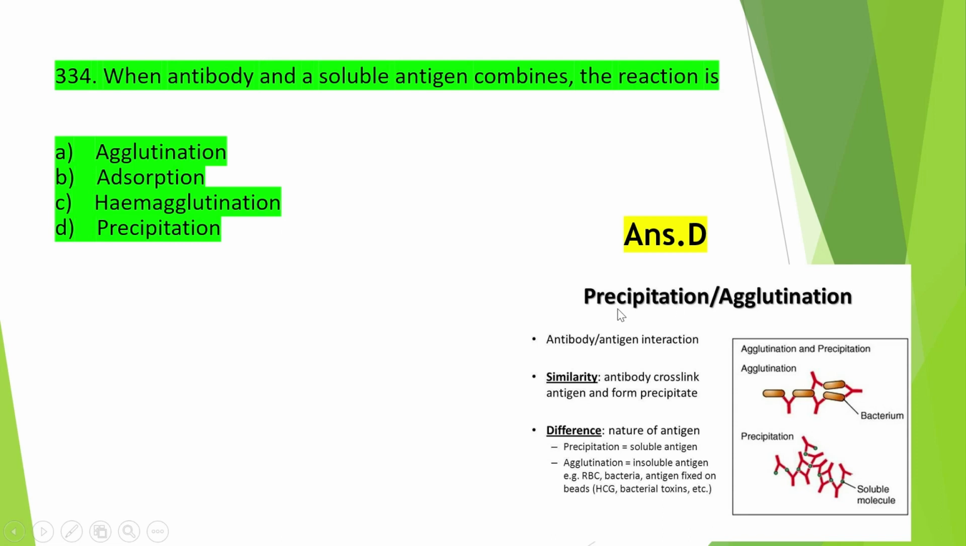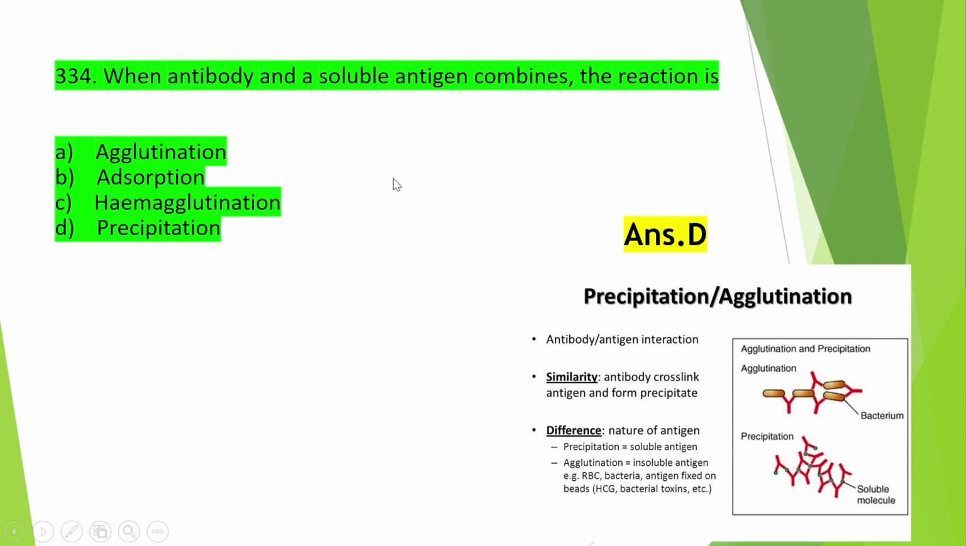So what is the difference between precipitation and agglutination? The similarity is that both involve antibody cross-linking, and both are processes where antibody and antigen complexes are formed and precipitate, but the difference is the nature of the antigen. In precipitation, soluble antigens are involved, and in agglutination, insoluble antigens like RBCs, bacteria, or antigen fixed on beads are involved.